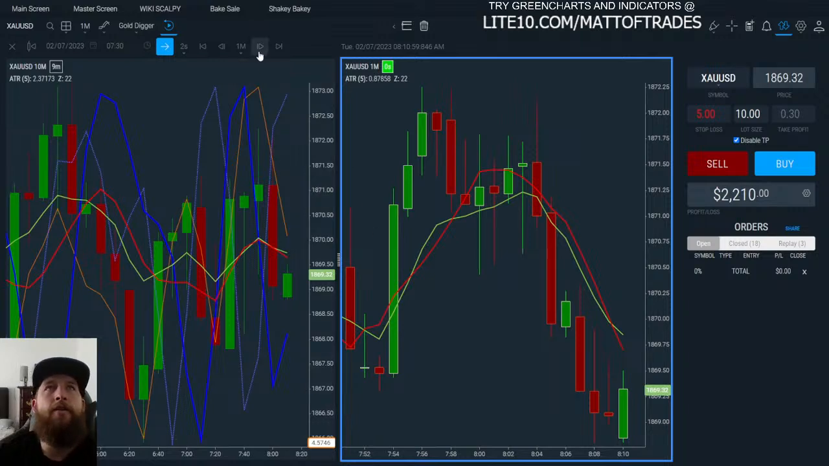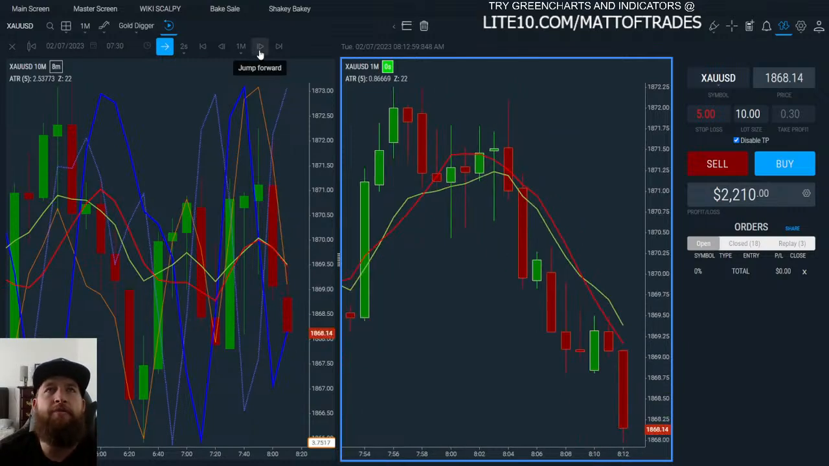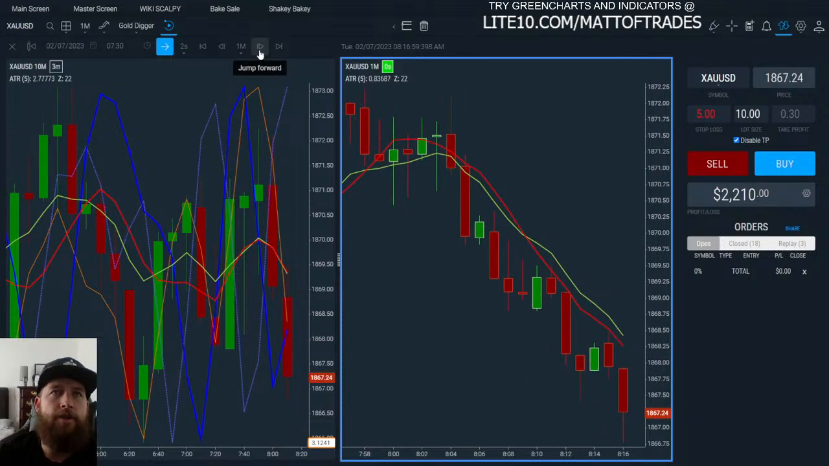Okay, we're waiting for our orange line and our thick blue line to face the same direction before we're looking at taking any more trades.